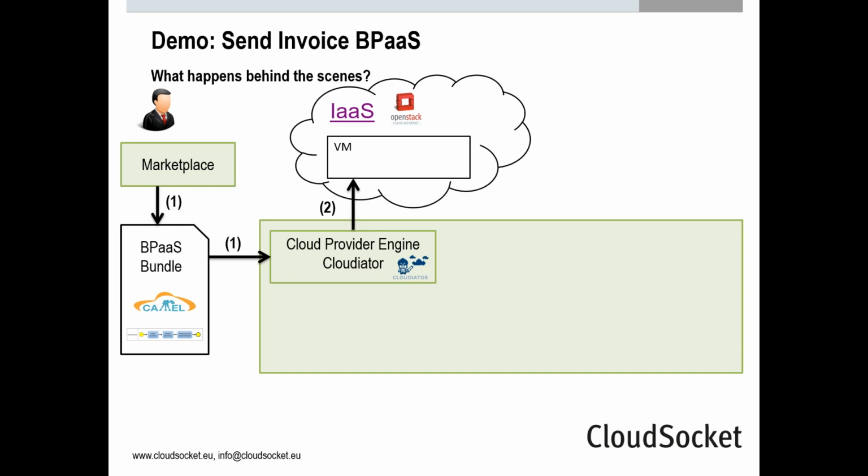For this software component, there is only one virtual machine required, and the specifications, which image to use and so on, and which hardware flavor, are defined in the camel file, and are currently processed by Cloudiator. So we can have a look at the dashboard of the OpenStack instance to see if there is a new virtual machine spawned and if everything works so far.